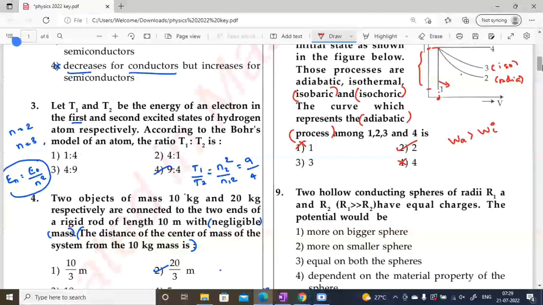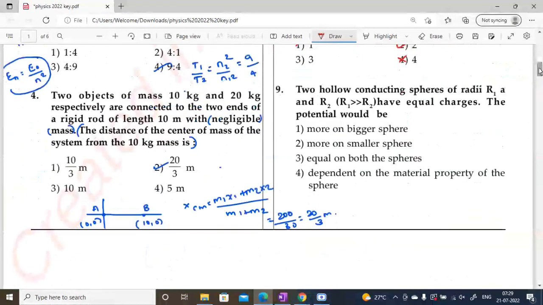And the next question, sorry. Two hollow conducting spheres of radii R1 and R2, where R1 is greater than R2, have equal charges. Underline the words have equal charges. The potential around will be a very simple question. The potential of a hollow sphere is given by V equals KQ by R. So KQ by the radius. So potential is inversely proportional to the radius, of course.